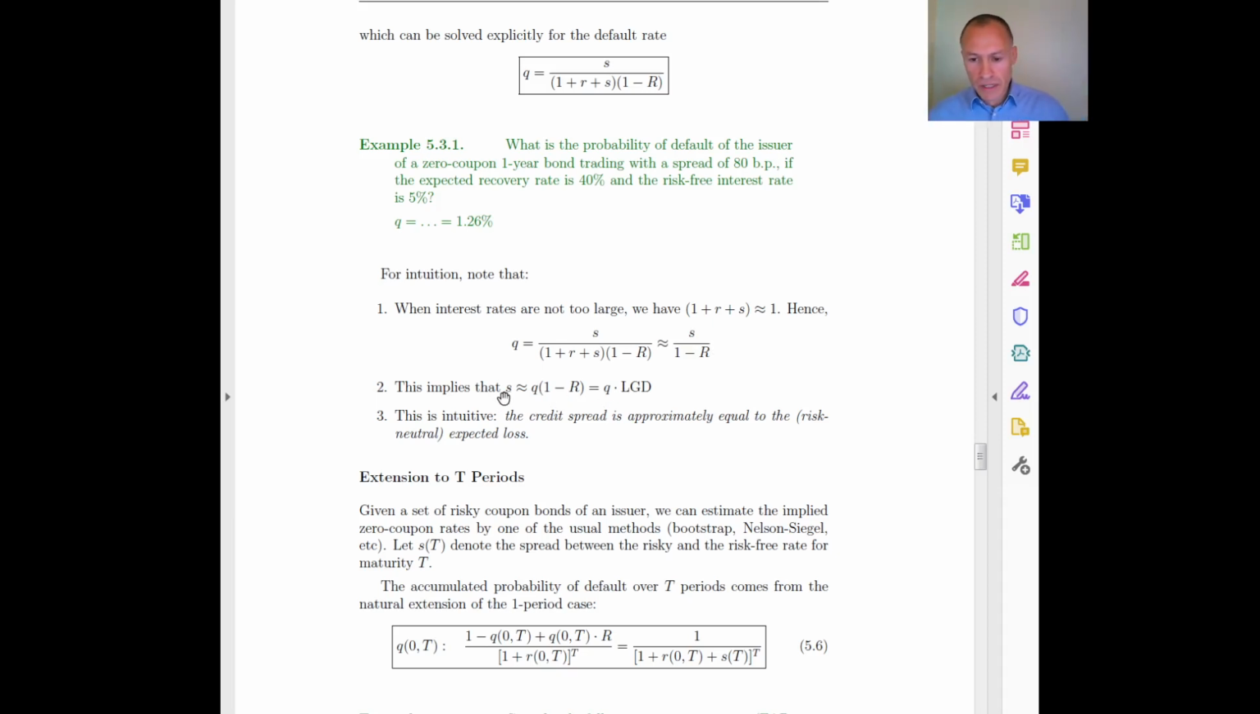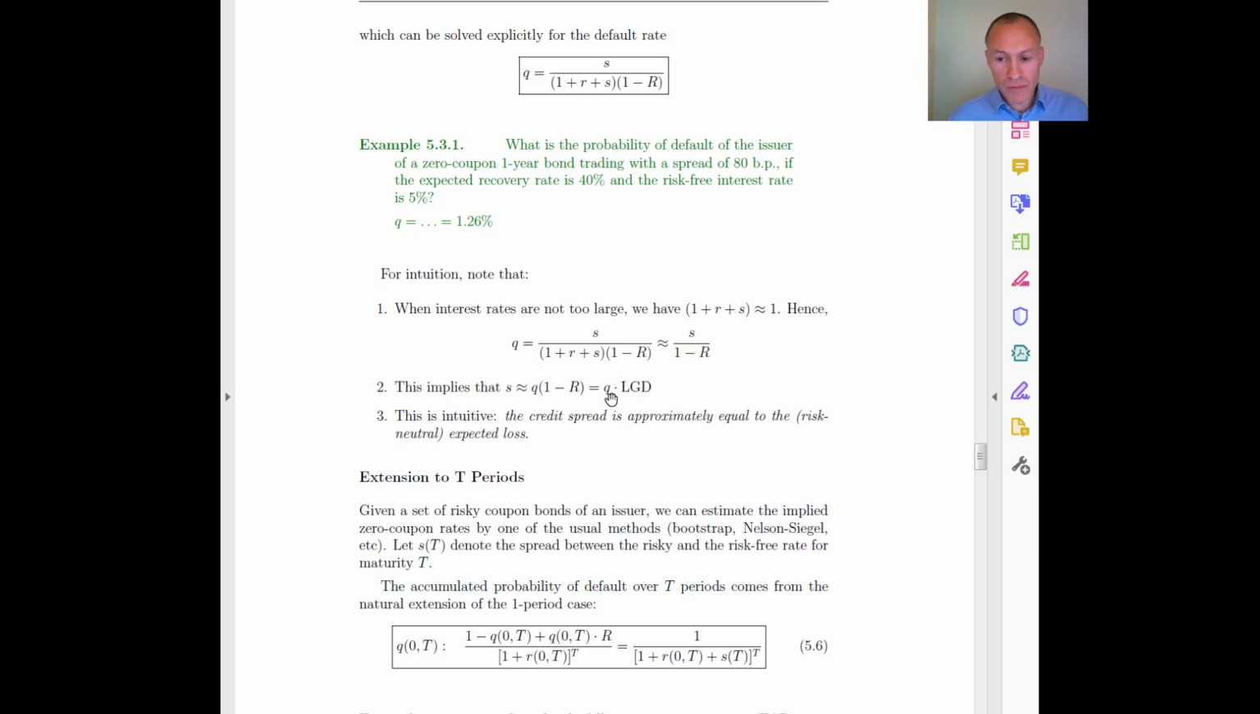So basically what this is saying is the following: the spread that I charge on a bond is approximately equal to what? This is the loss that I expect to have. So this is the loss times the probability, so it's the expected loss, right? This is the expected loss. So this is saying that the extra amount that I charge to invest in a corporate bond, the spread, should be approximately sufficient to compensate me for what I expect to lose, okay?